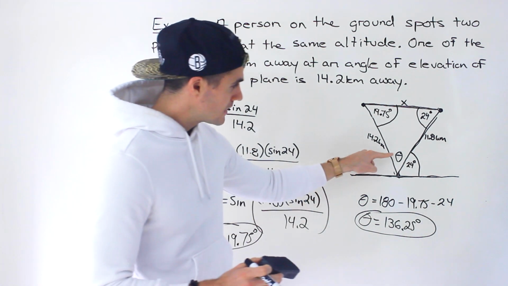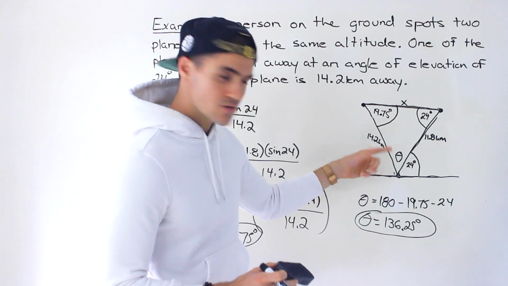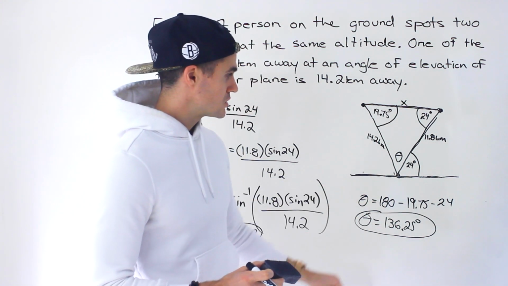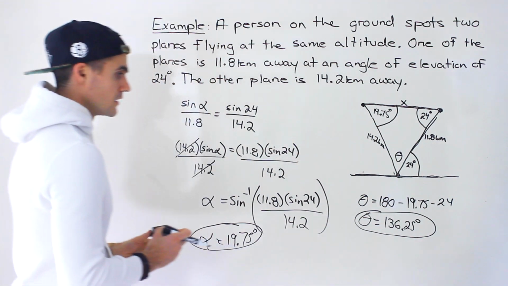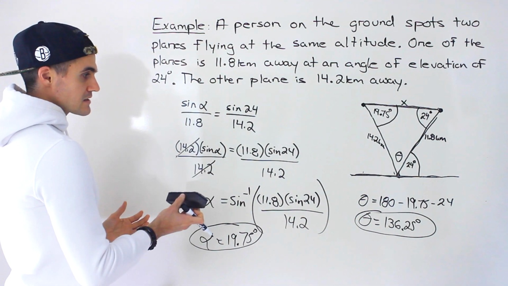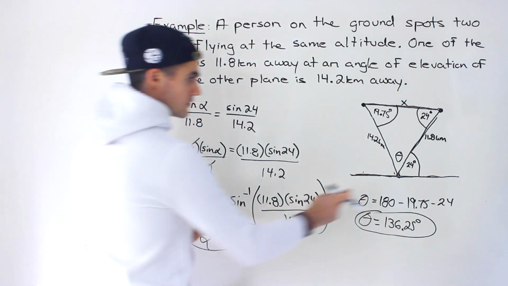Because this angle in the diagram does look like an acute angle, like it's within 90 degrees, but it's actually an obtuse angle, so this should be a wider diagram. Okay, but let's just leave it like that. So we got the theta right here.